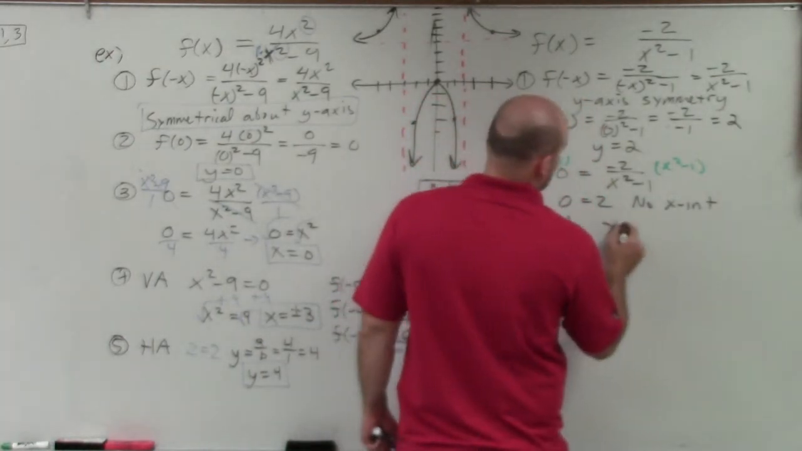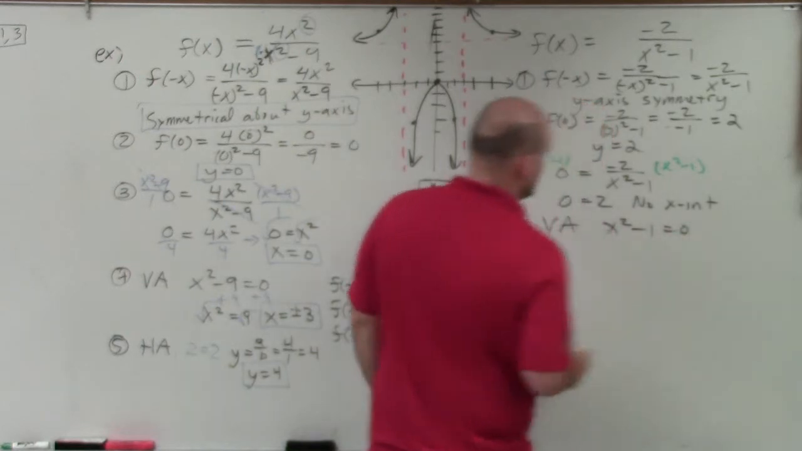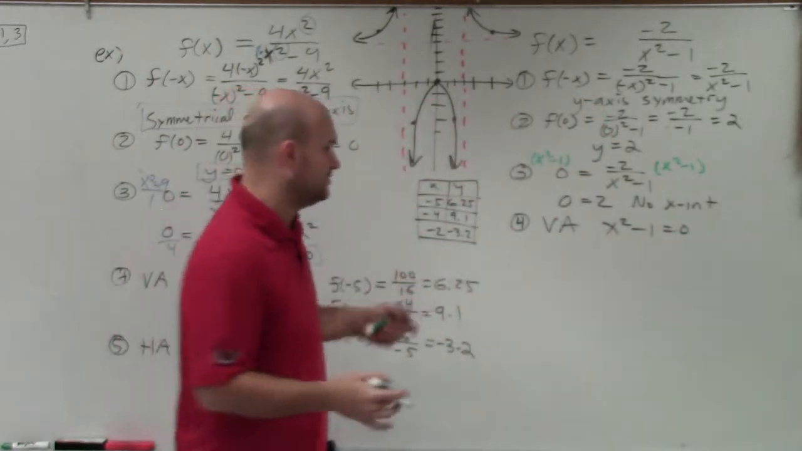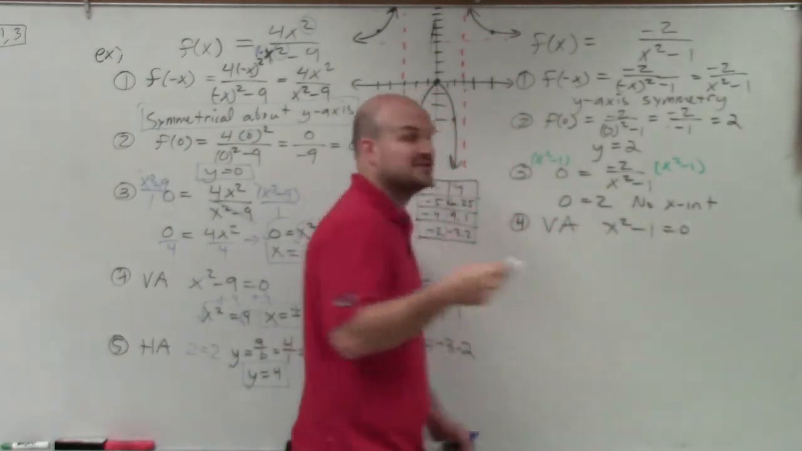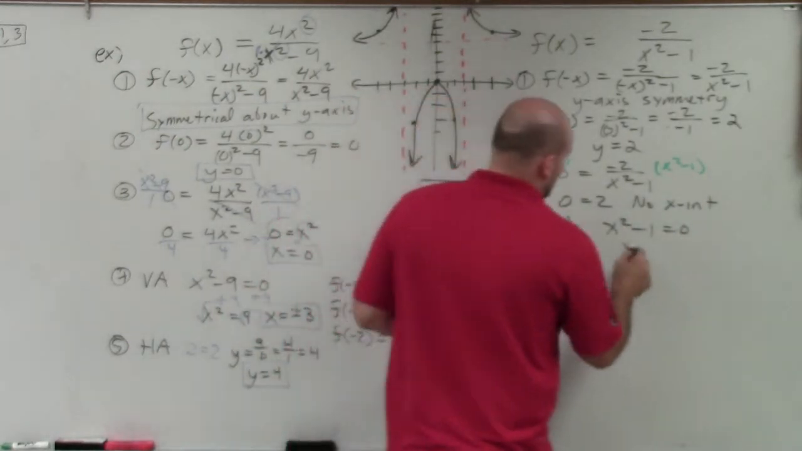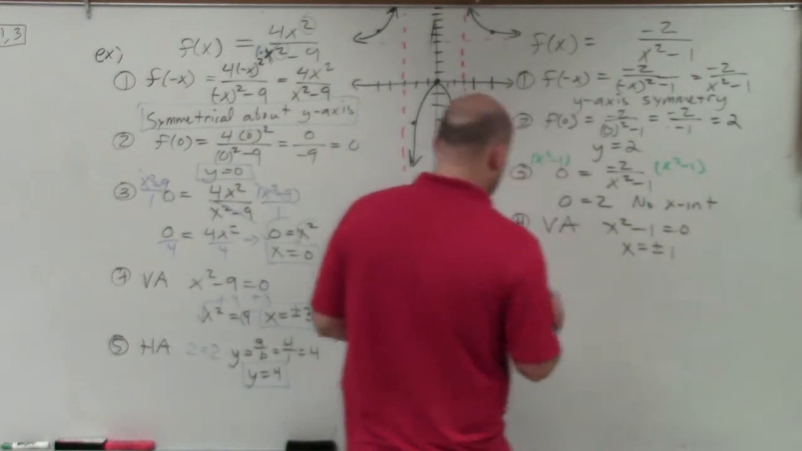So in this case, we're going to do x squared minus 1 equals 0. Right? You take your denominator, set it equal to 0. Here I go ahead and solve. Add 1 to both sides. Take the square root. Make sure you include the positive and the negative. X equals plus or minus 1.